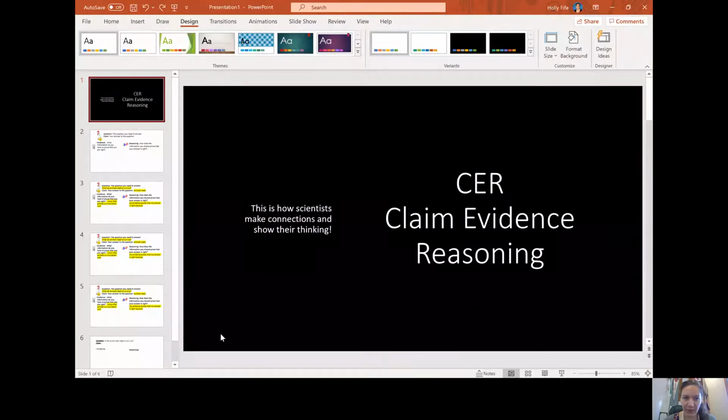if I can find it, we're going to talk about claim, evidence, and reasoning, which you're going to say, Ms. Fife, I've never heard of that before, and that is totally fine. It is something we do without ever really talking about so far. It's CER, or claim, evidence, reasoning. I like to think of it as how scientists make connections and show their thinking.